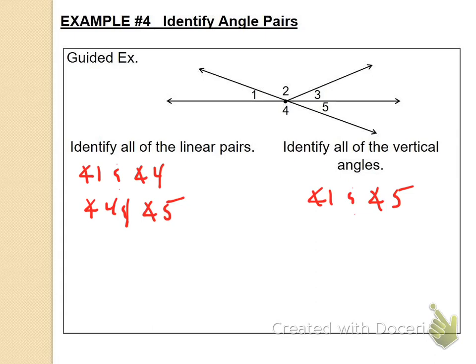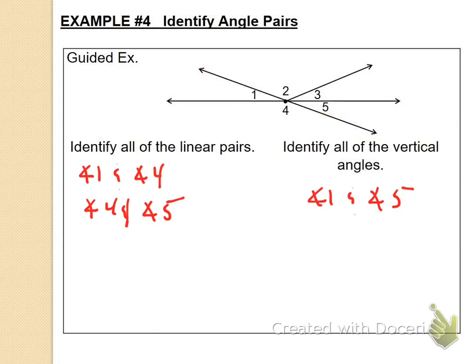These are the only ones that are in the picture. Okay? For linear pairs, you've got angle 1 and angle 4, which does kind of make a weird looking T. You've got angle 4 and angle 5, which again makes kind of a weird looking T. But they're sharing a side and they're forming a straight line, so those are your linear pairs. Your only set of vertical angles are angle 1 and angle 5, right? Which looks like an X, right?